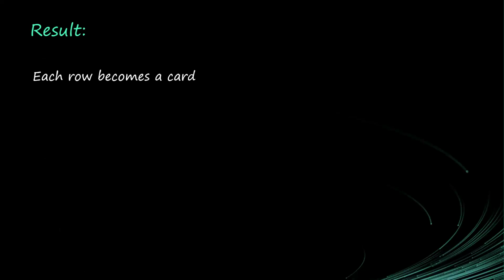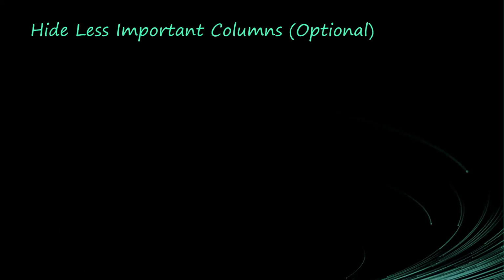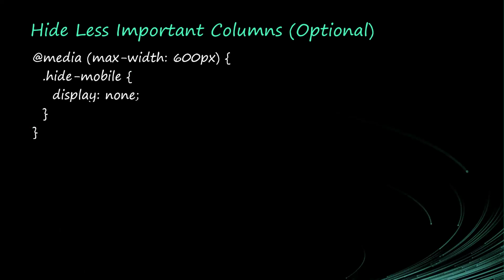The result is that each row becomes a card, just like I showed you. On a wider screen, it will be a row, but on a smaller screen, it will be a card. It will be easy to read on phones. It is very user-friendly.